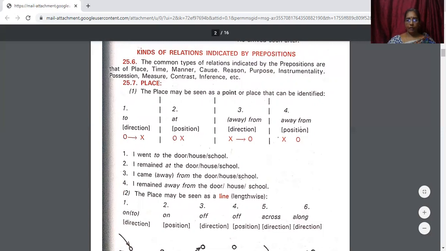Now, first, to, it tells direction. I went to the door, I went to the house, I went to the school. Next one, at. I remained at the door, I remained at the house, I remained at the school. Away from. I came away from the door, I came away from the house, I came away from the school. Away from, position also.